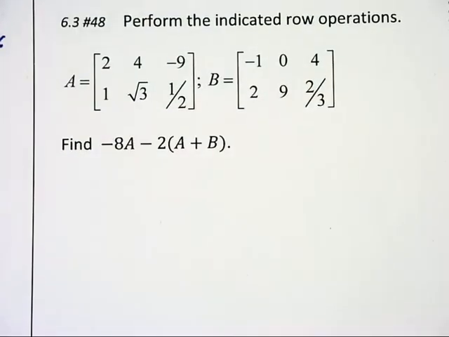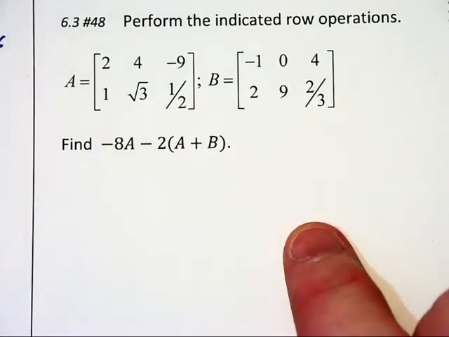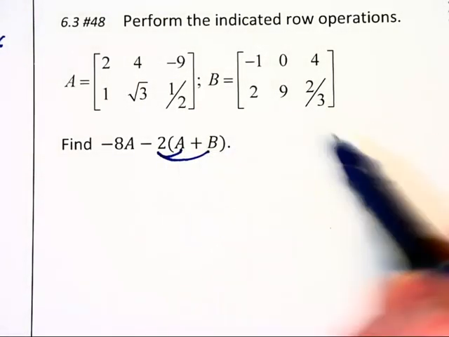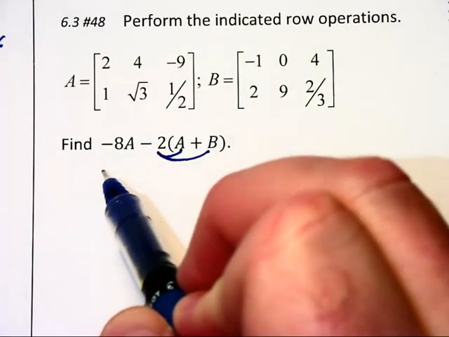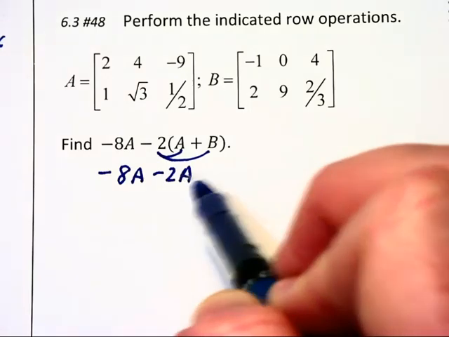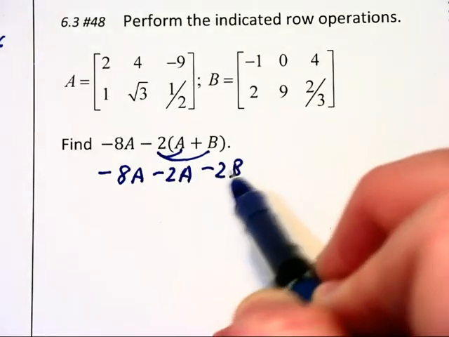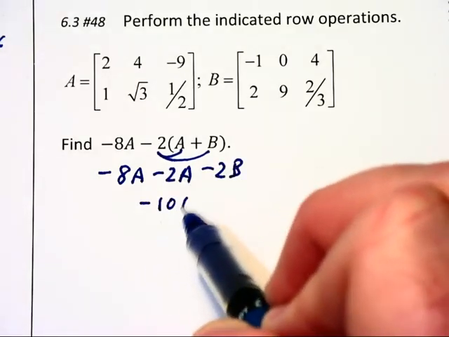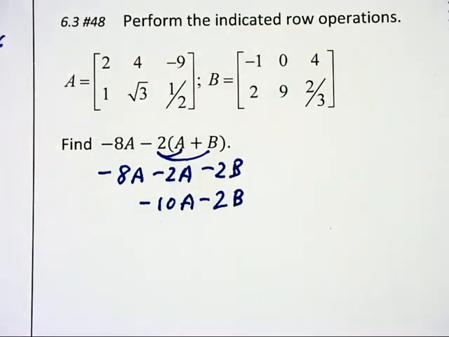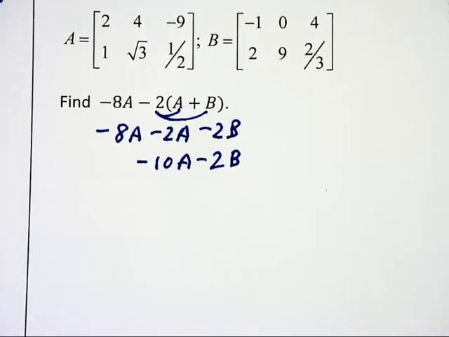In this next problem, we want kind of a more involved calculation. I can do some distribution. I do note that these are the same size, so I can actually go negative 8a minus 2a minus 2b to make minus 10a minus 2b. And sometimes it's a good idea to write these out separately.